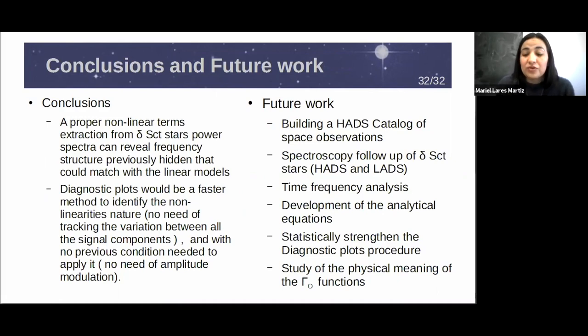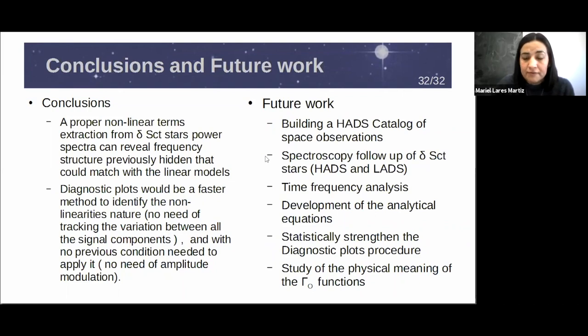Of course, if we want to know the detail of the mode coupling, the interaction between these frequencies, Breger's procedure is more precise for doing this, but this could be a fast way of just quick discrimination.